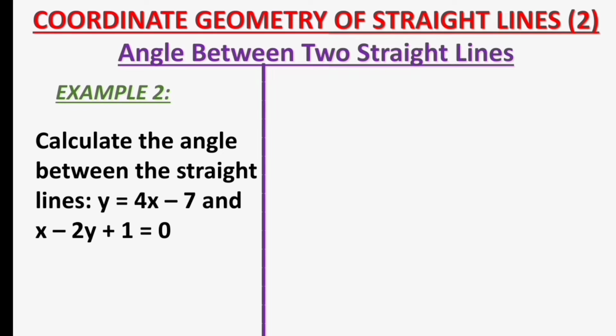Let's see our second example involving angle between two straight lines. Example 2. Calculate the angle between the straight lines y is equal to 4x minus 7 and x minus 2y plus 1 is equal to 0. Let's see the solution to question 2.